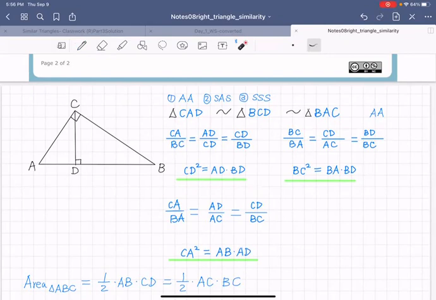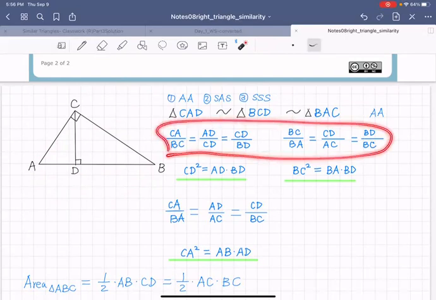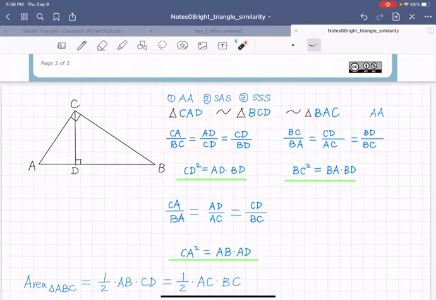Now we are going to summarize the three important conclusions. Number one, this one squared is this piece times this piece. Number two, this one squared is this piece times this piece. Number three, this one squared is this piece times this piece. Okay? Does this make sense? Yes. Okay. Now, have you both copied these important formulas? Yes. Okay.